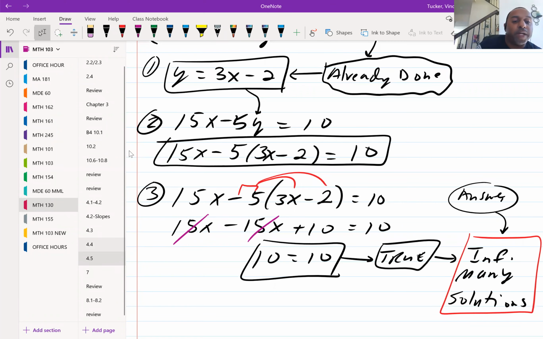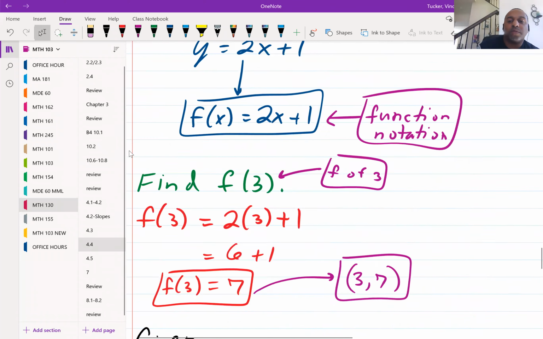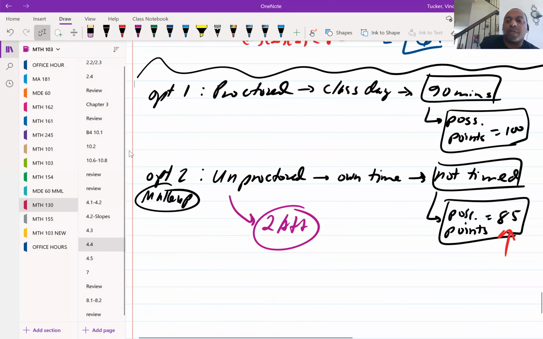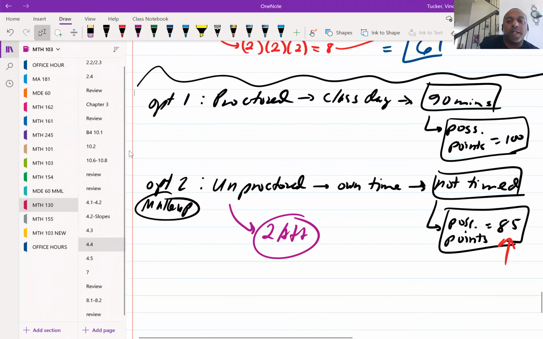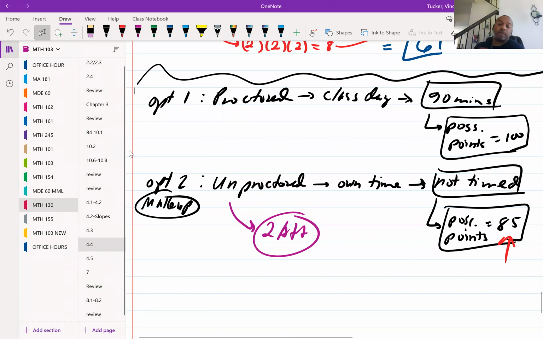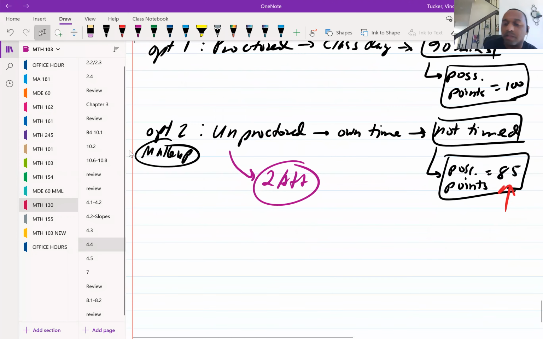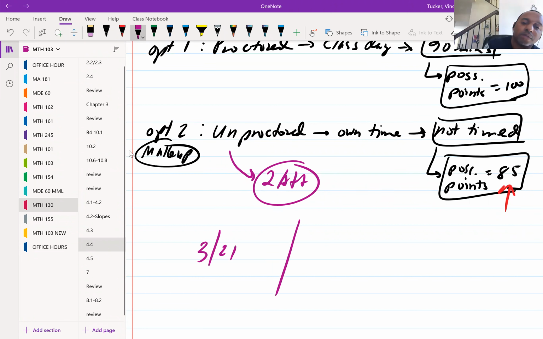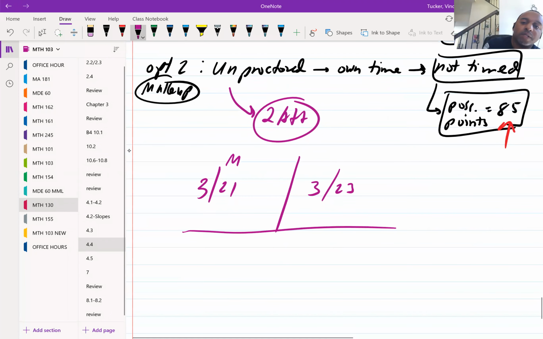All right, so that is it for chapter 4. Remember, we talked about how we were going to do this test. We do have to have a proctor test. So today is Monday, so we really can do it next Monday. Well, we'll see how Wednesday turns out. So today is the 21st. Looking at the 23rd. Monday, Wednesday, and that should be the 28th.